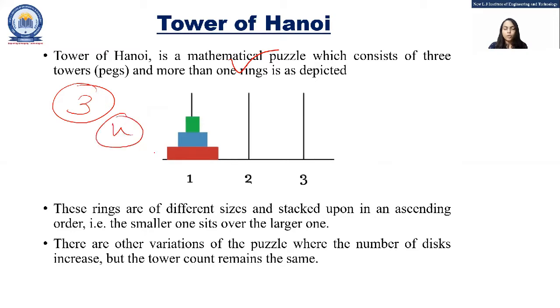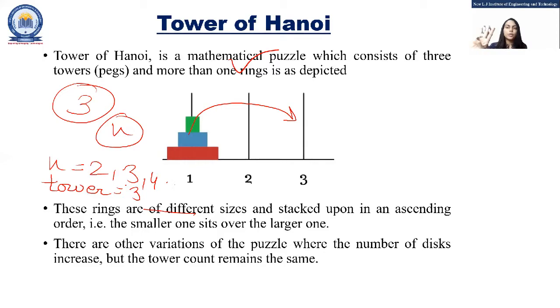There could be n number of discs on one peg, and our main aim is to transfer all discs from source to destination. These rings are of different sizes and stacked upon each other in ascending order. That is, the sizes are different, and the smaller one is always on top of the larger one. There could be different variations of the Tower of Hanoi, with n being 2, 3, 4, and so on. But the number of towers will remain fixed. That is, there have to be only 3 towers. Right? So what is this problem and how is it solved using recursion?